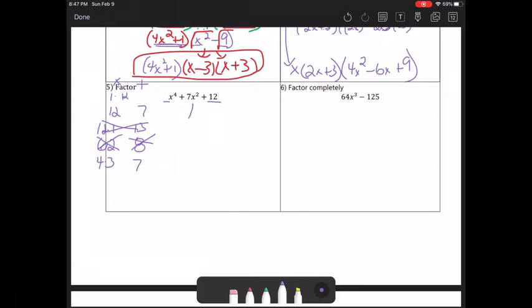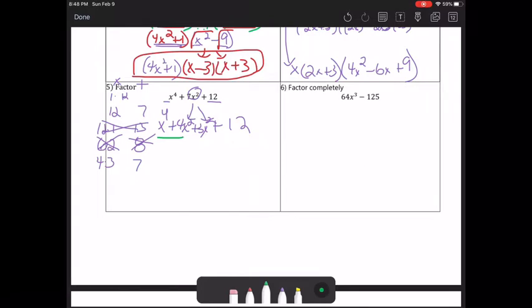So all we do is we take those two numbers and we split our middle. Our middle term is x squared, so they're both going to be x squared. So I have x to the fourth, plus 4x squared, plus 3x squared, and then plus 12. This is 4x squared. This is 3x squared. And then I just split it up into two problems.